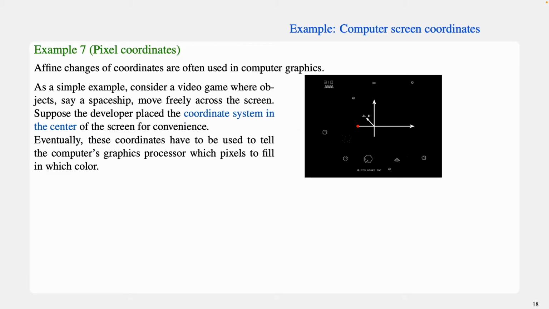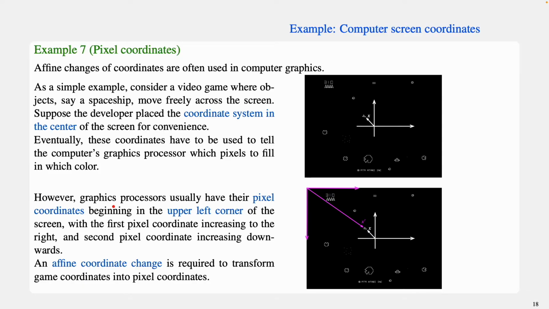So for example here, these white axes might be the coordinate system the developer chose, and then here the vector x pointing to the spaceship would give the coordinates of it. And eventually these coordinates will have to be used to tell the computer how to fill the pixels on the screen, in which color, to actually draw this image here.